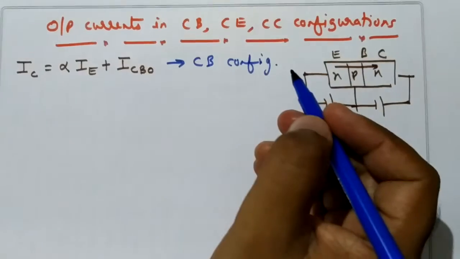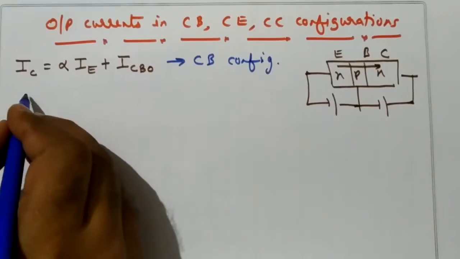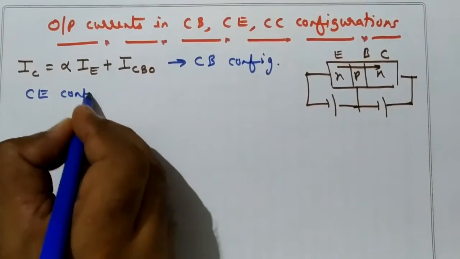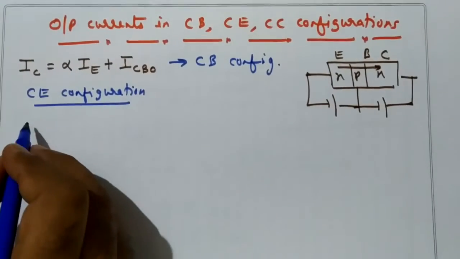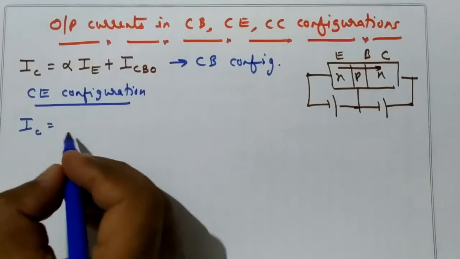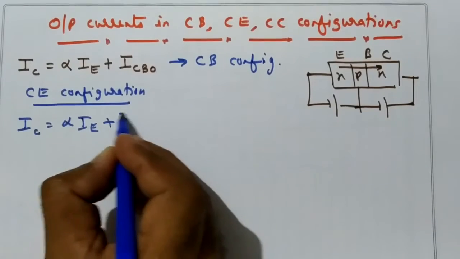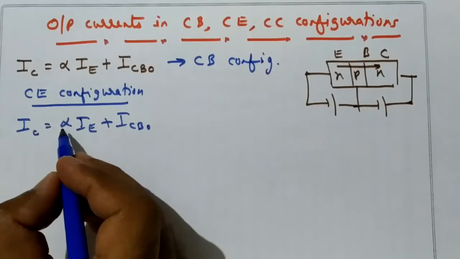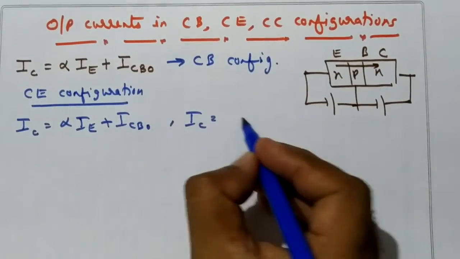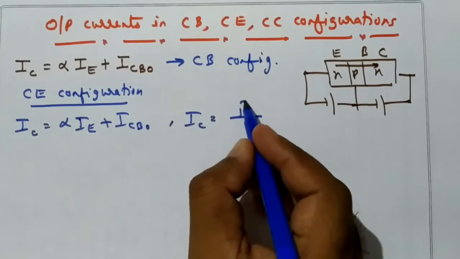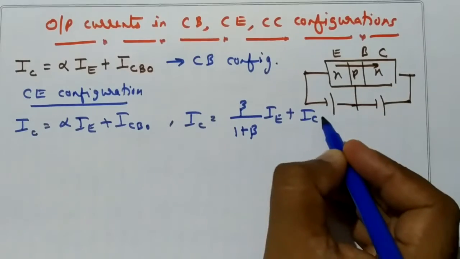Now coming to CE configuration. What is the output current? Now we'll see, take the same equation. From this we can derive. This is IC equal to alpha into IE plus ICBO. Alpha will be equal to, you substitute this, IC equal to alpha is beta divided by 1 plus beta, into IE plus ICBO.